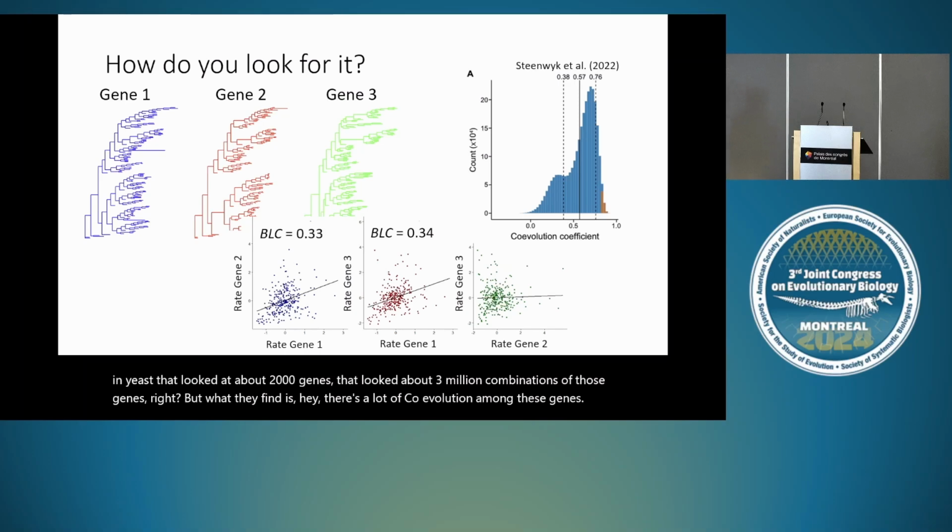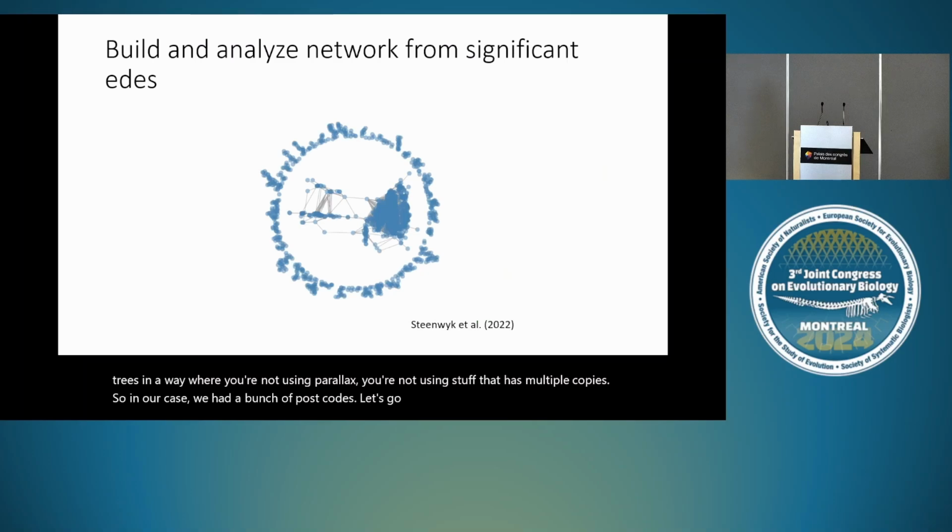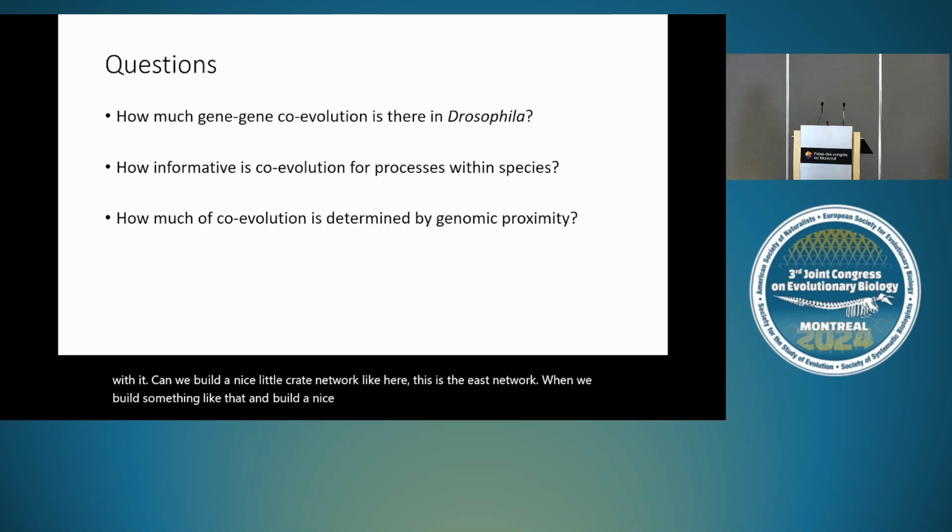So we thought, hey, let's look at this in Drosophila, where we have a bunch of species and a bunch of orthologous sequences. Ideally, right, you build these gene trees in a way where you're not using paralogs, you're not using stuff that has multiple copies. So in our case, we had a bunch of BUSCOs. Let's go through them and see what you can do with it. Can we build a nice little pretty network like here, this is the yeast network? Can we build something like that and build a nice network for Drosophila?